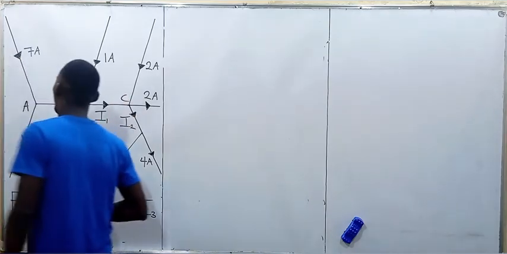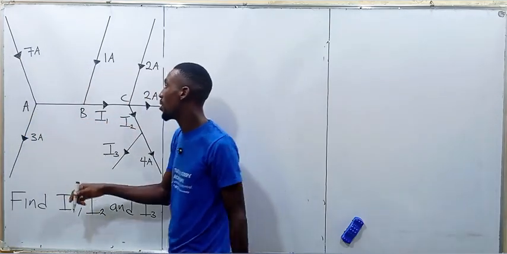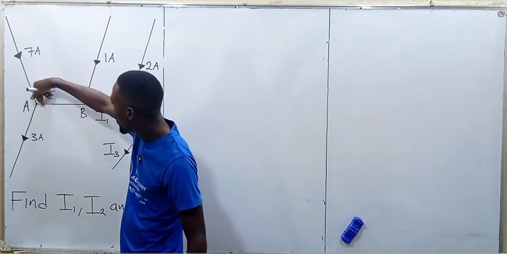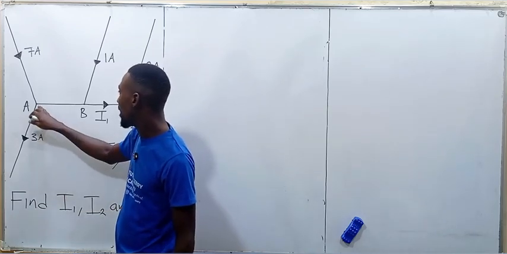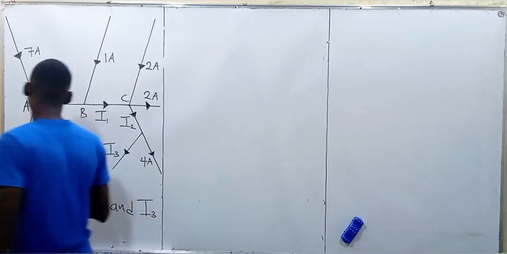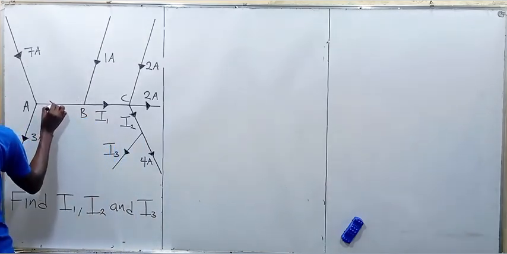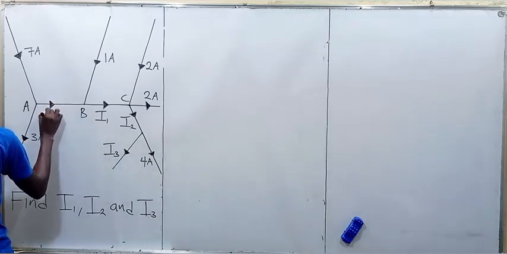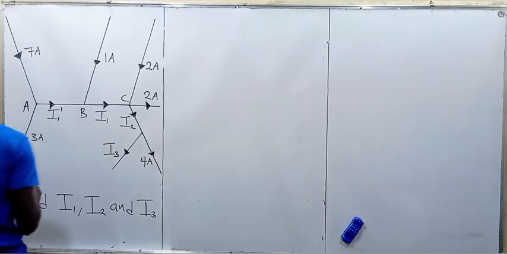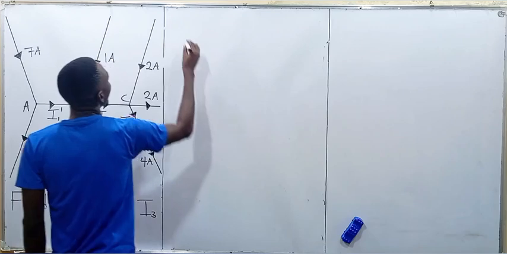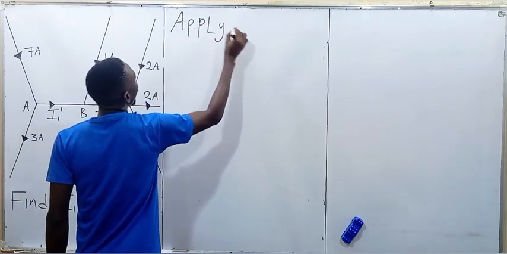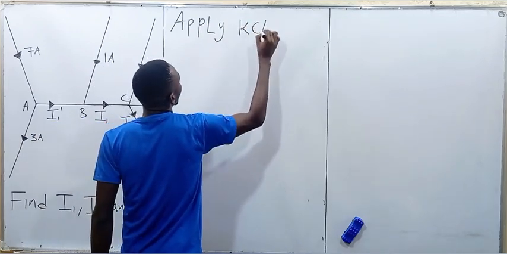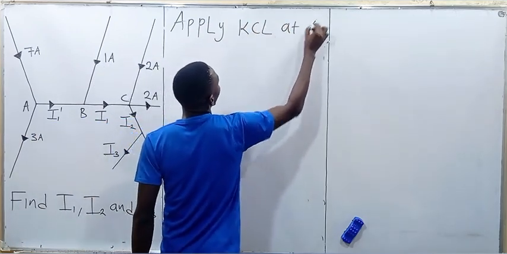Now if you look at node A, we are going to observe that we have 7 ampere entering node A, 3 ampere leaving node A, and then we don't know the one that is leaving here. So let's give this I1. Let's name this I1 prime. So now at node A, apply KCL at A.